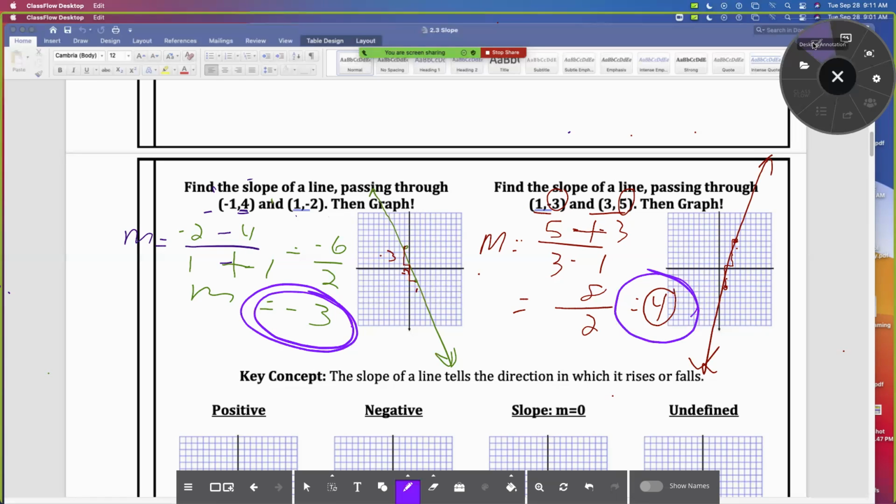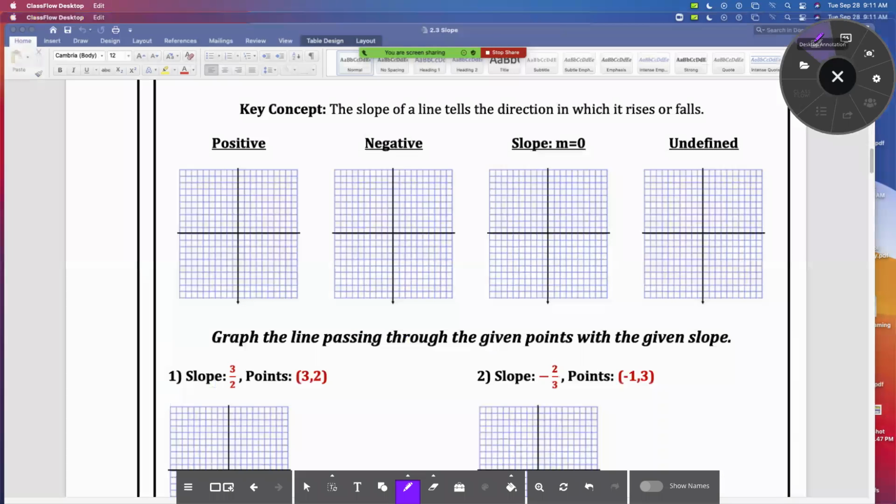So if you know your slope from the start, you could actually tell the general shape of your graph already. We know we're dealing with linear lines, so they're going to be straight lines. If your slope is positive, is it going to rise or is it going to fall? Rise, right? Because it's going positive. It's going up a positive amount and over. What if it's negative? Yep, because the change in y over change of x, the change in y is going down.